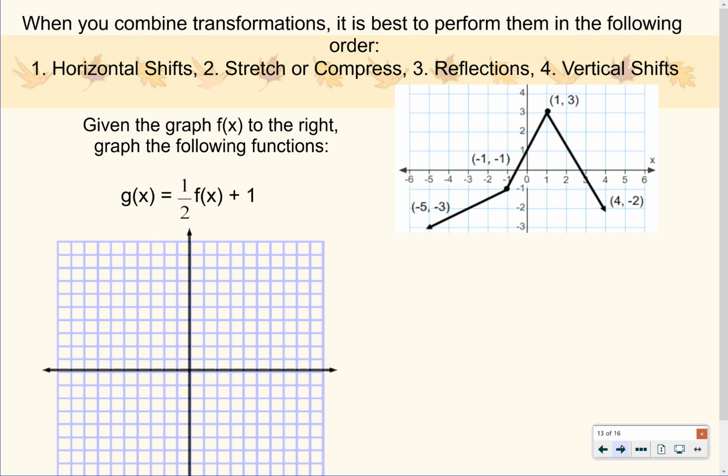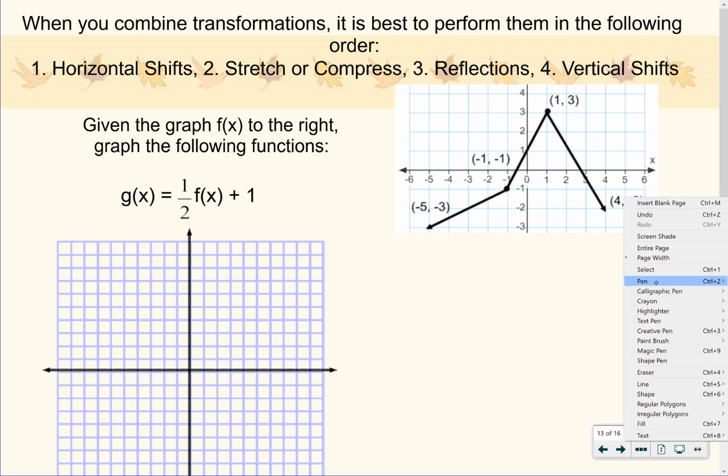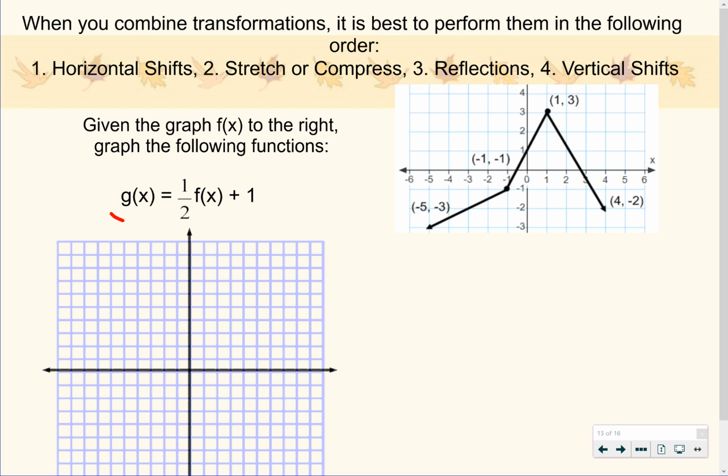All right, so in this picture, I have 4 points that are labeled on the graph. So we're going to use those 4 points to transform this, and we're going to do 2 of them. So go ahead and write down these 4 points: (-5, -3), (-1, -1), (1, 3), and (4, -2). Make a rough sketch of it if you want on your paper. We're going to take f of x and we're going to transform it into g of x. And g of x is this guy here.